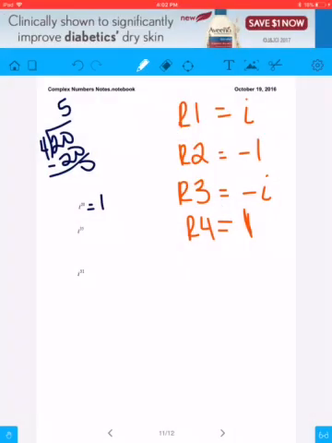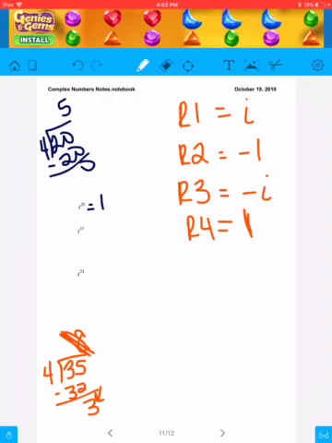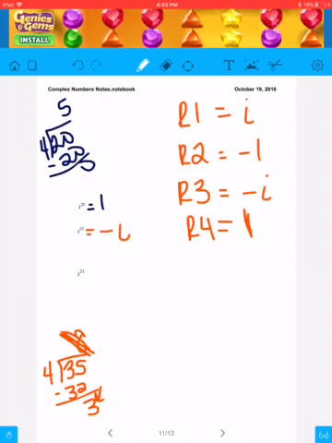Okay, I'm going to work out i to the 35th power, so I'm going to do 35 divided by 4. 4 goes into 35 8 times, and 8 times 4 is 32. We subtract, I get 3. My remainder is 3. I care nothing about the 8. My remainder is 3, which means i to the 35th power equals negative i.